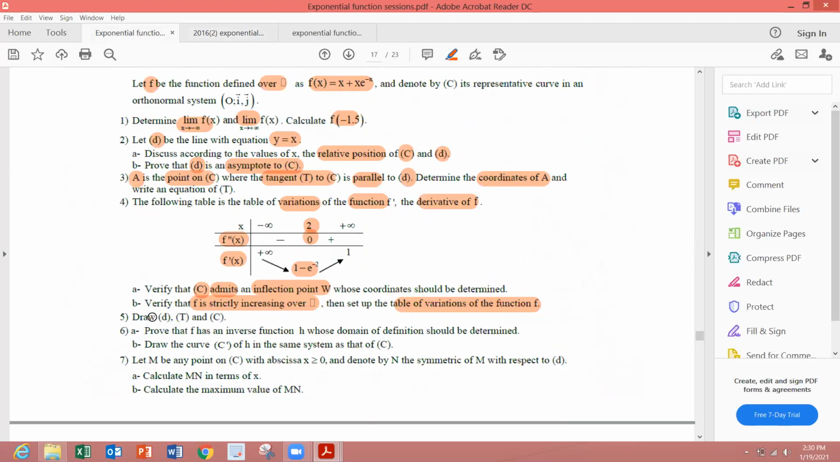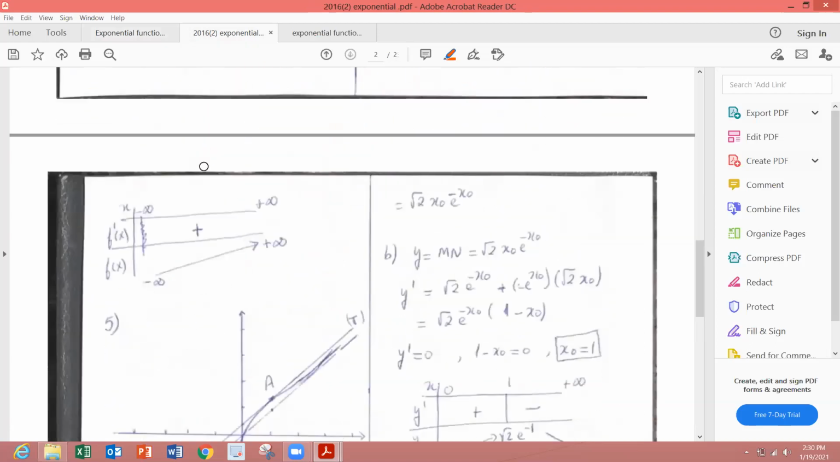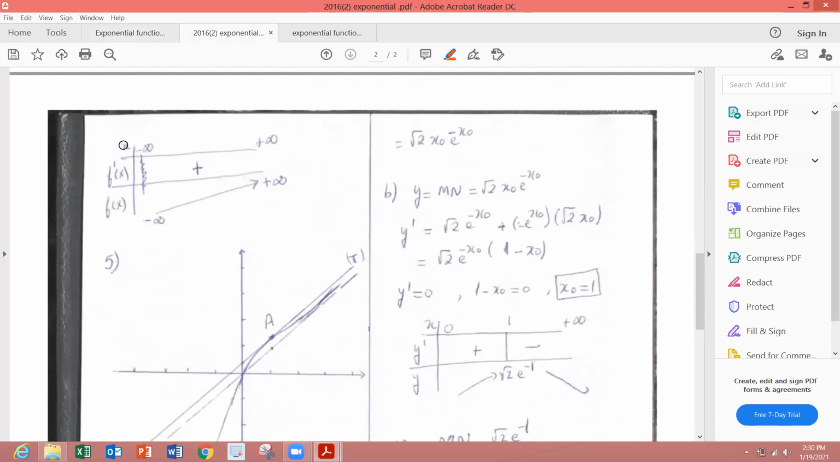Part 5, draw. We need to make the table of variations. This is the table of variations in x. Domain of definition: minus infinity to plus infinity, f prime of x and f of x. F prime is positive, so it is increasing. At minus infinity, the limit is calculated to be minus infinity. At plus infinity, it is plus infinity.